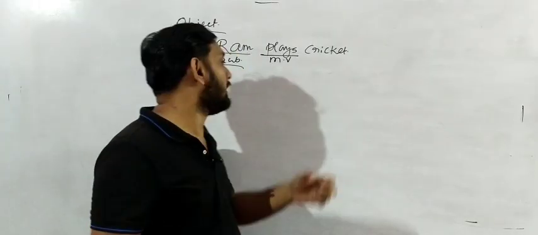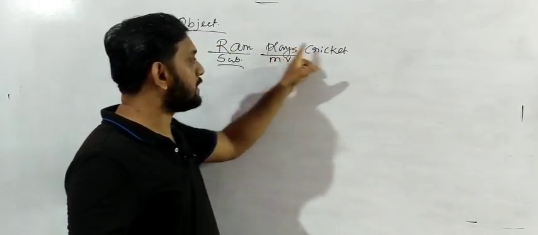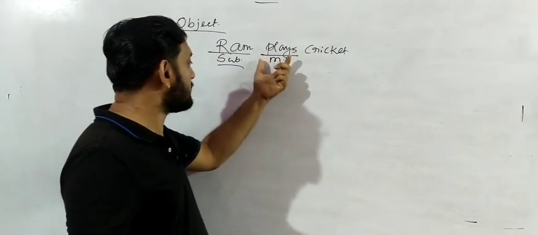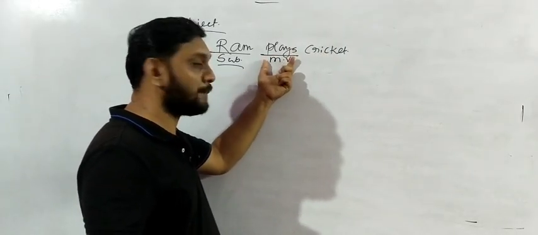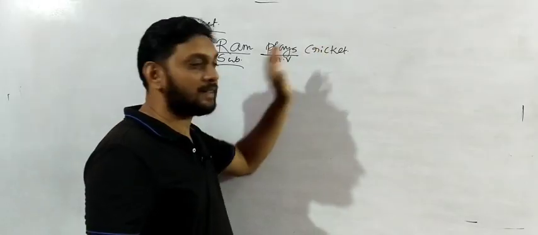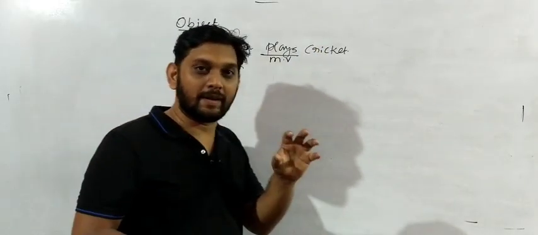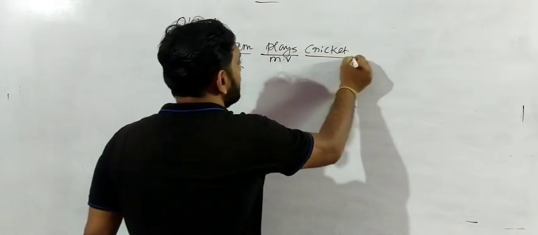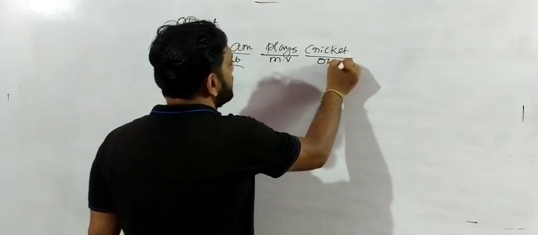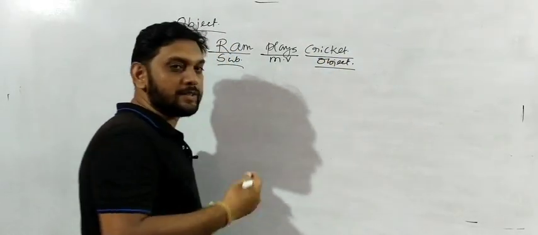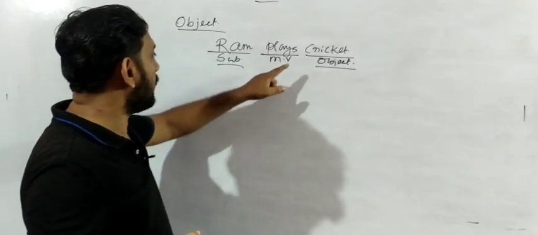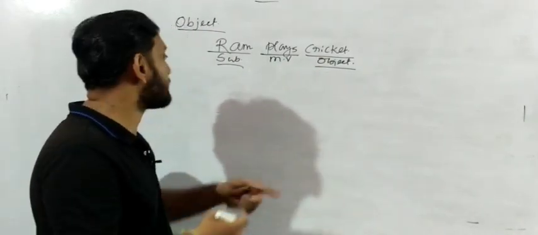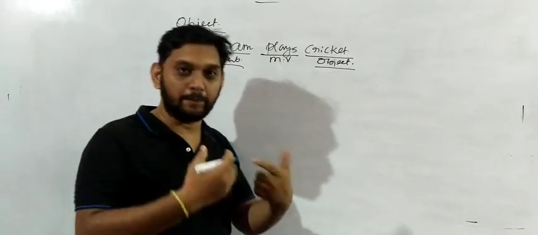Now the question is that this action has a receiver. This action also has a receiver. That means the main verb has a receiver. That means the receiver is known or called the object of a sentence. So it will be the object of a sentence. So what does it mean? That means object is a word which receives the action of the main verb.